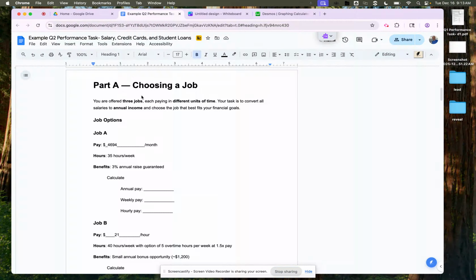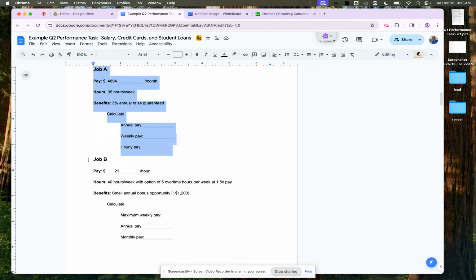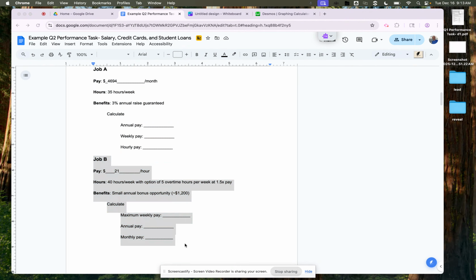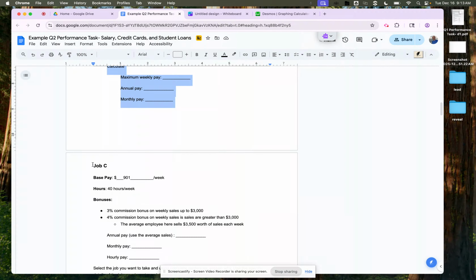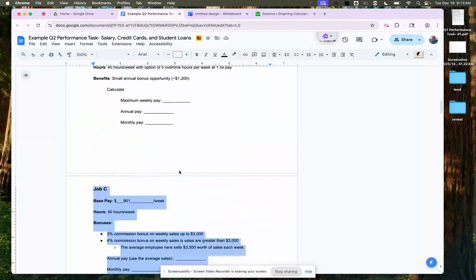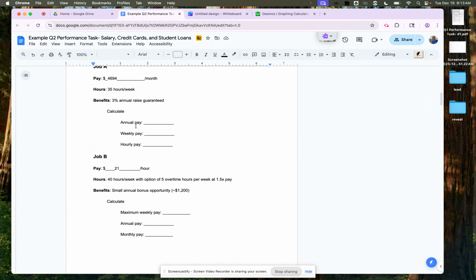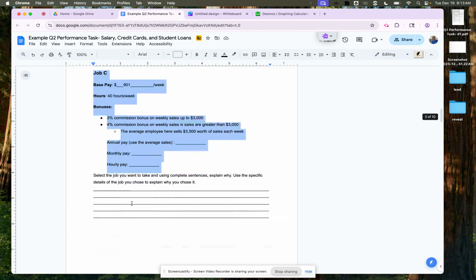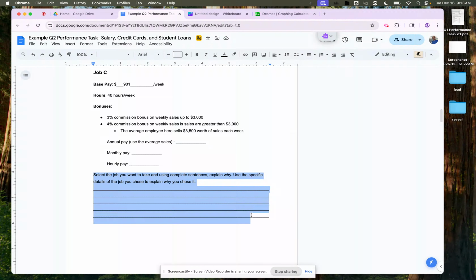Okay, let's talk about part A. So we're choosing a job. First off, there are three different jobs. There's job A, job B, and job C. They're all a little different. You need to analyze each of them, calculate the pay for each one of them, and then at the end you need to decide which job you're going to take.